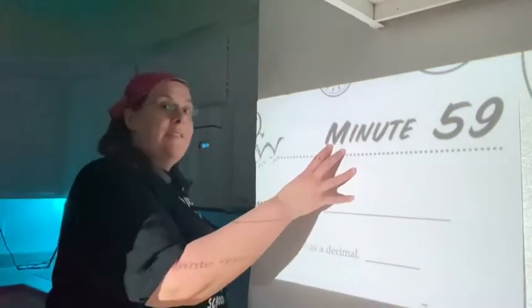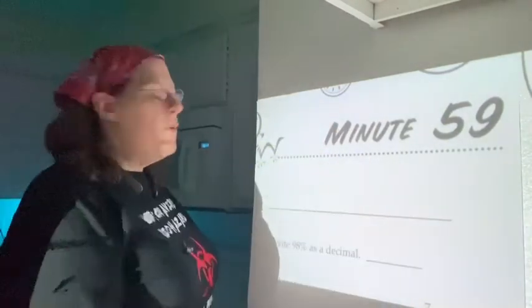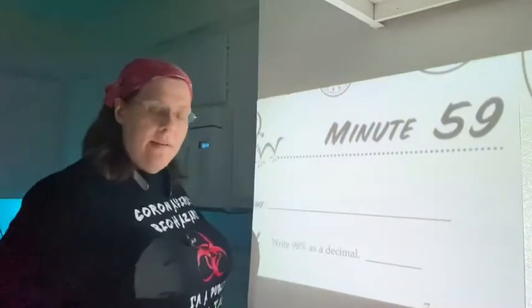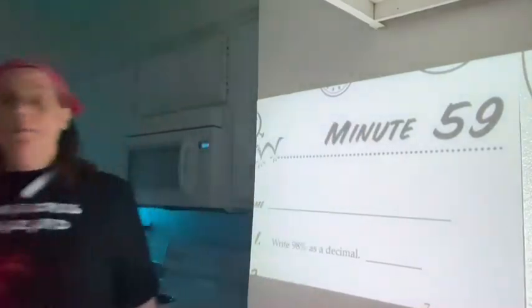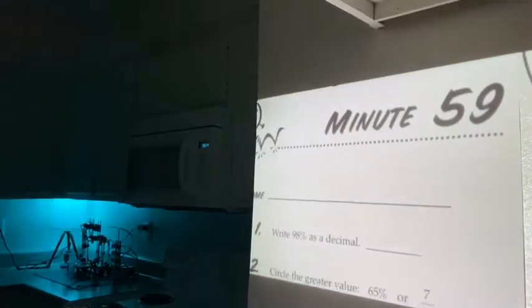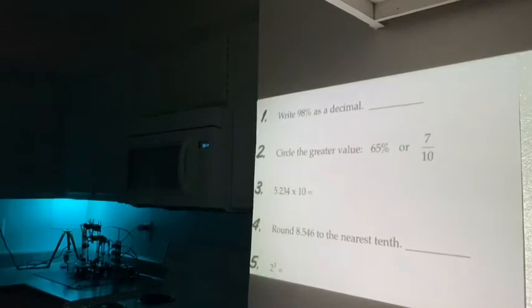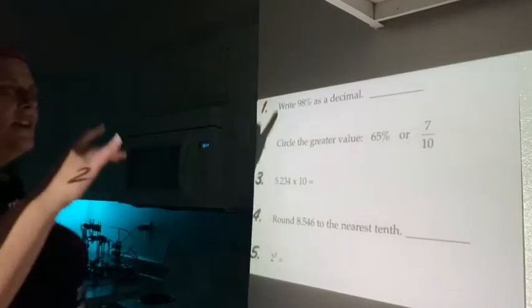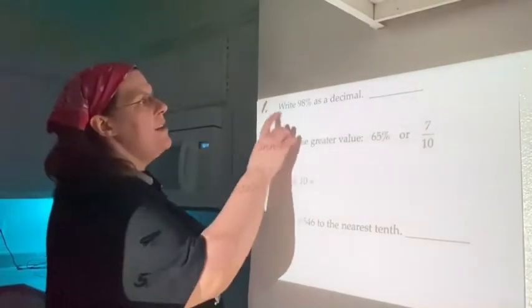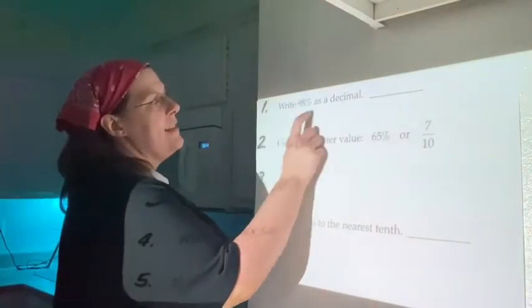We're on math minute 59. We are ready to go. Push it down and make sure that you got your tool in your hand. Get ready to go. Number one says, write 98% as a decimal.